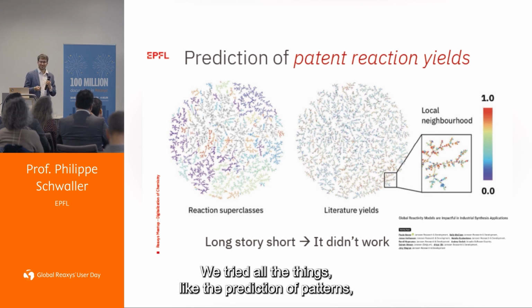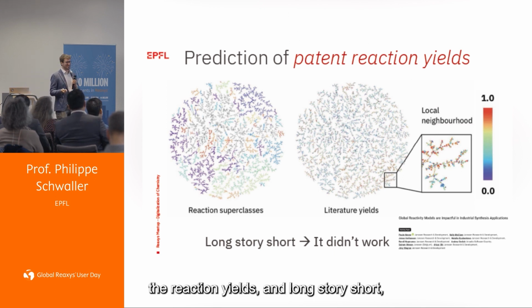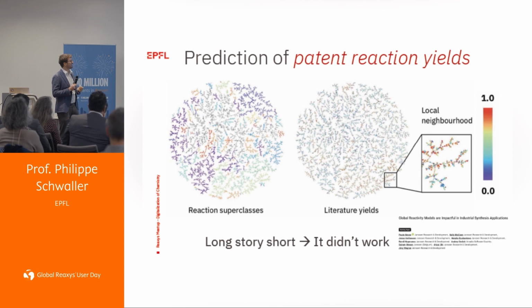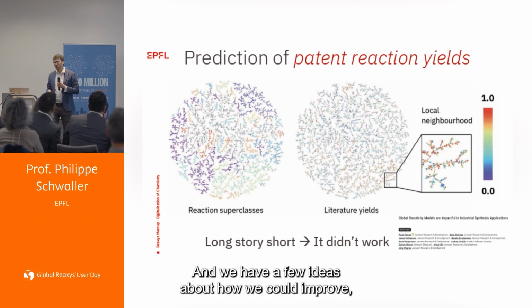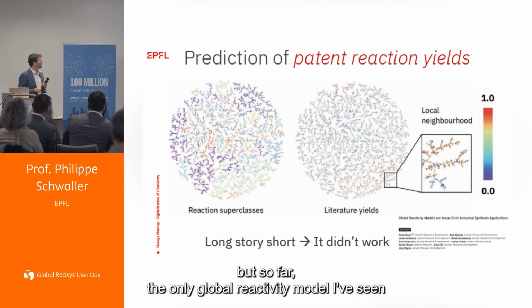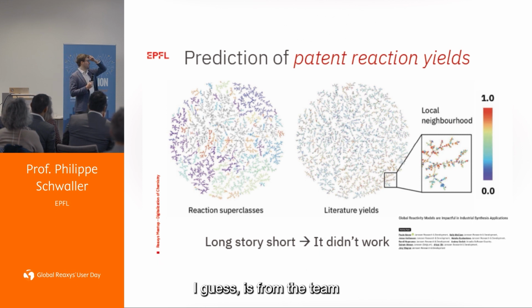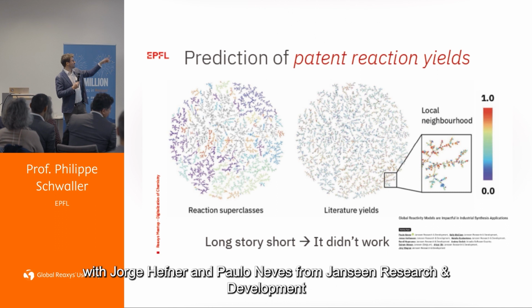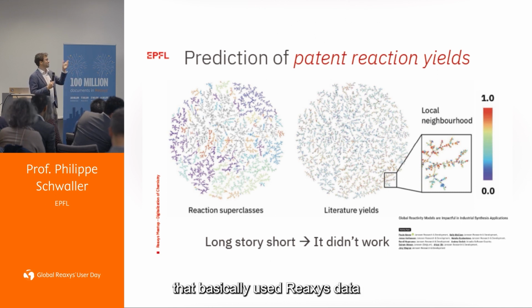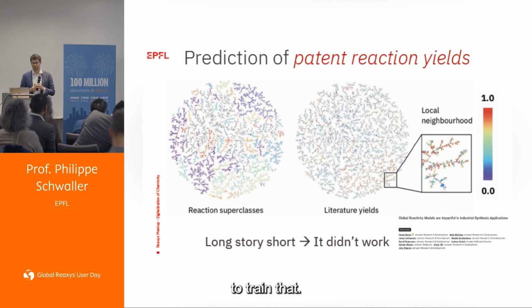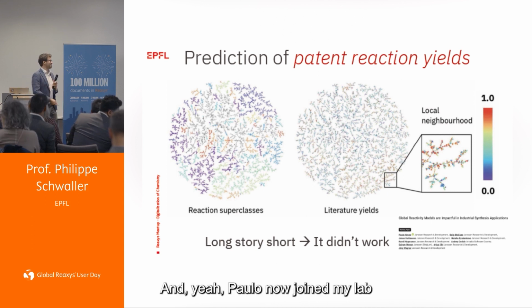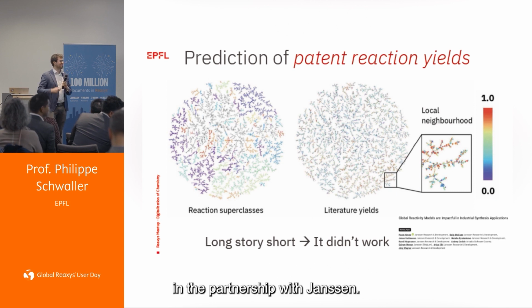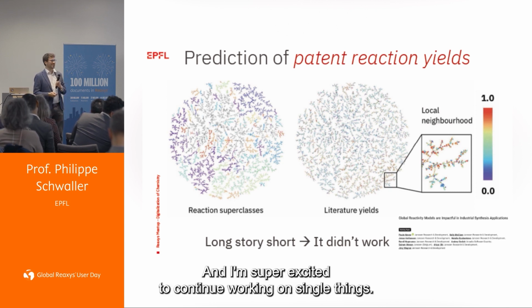We tried other things like the prediction of patent reaction yield, and long story short, it didn't really work for us. There was just too much noise in the patents, and we have a few ideas how we could improve, but so far the only global reactivity model I've seen is from the team with Jörg Wegner and Paulo Neves at Janssen, who used Reaxys data to train that. And Paulo has now joined my lab in a partnership with Janssen, and I'm super excited to continue working on similar things.